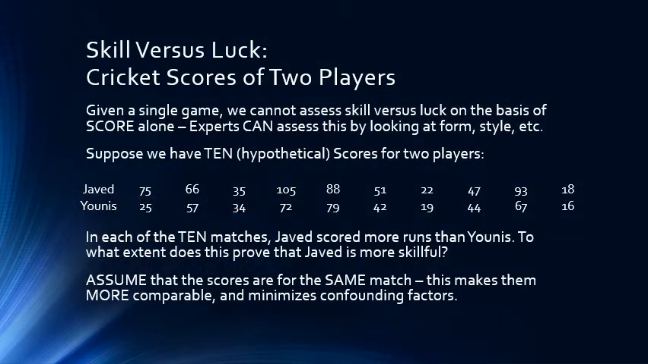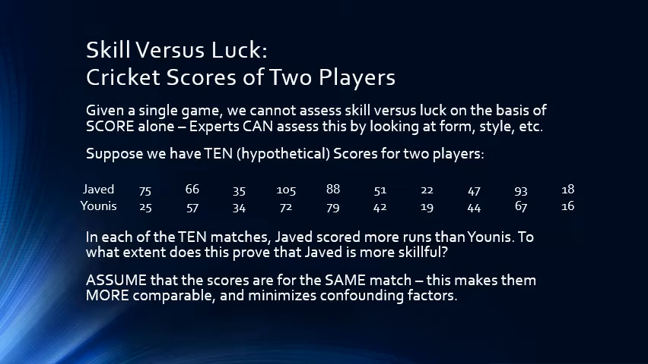A hypothetical example, suppose I have in a game two cricket players, one of them scores 75 runs and the other scores 25 runs. Can we conclude that the player who scored the higher runs is more skillful? Well, obviously not. In one game there's lots of chance factors, and the more skillful player can easily end up with the lower score. So we need to compare scores across a number of games to be able to judge whether these scores reflect the skills of the player.